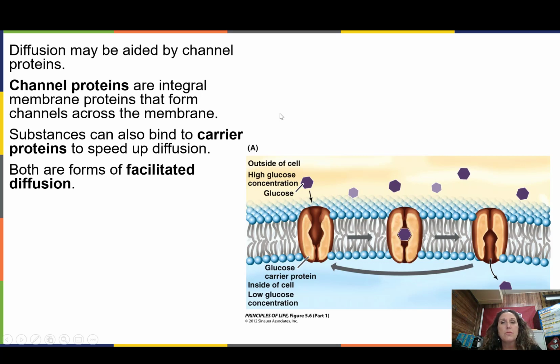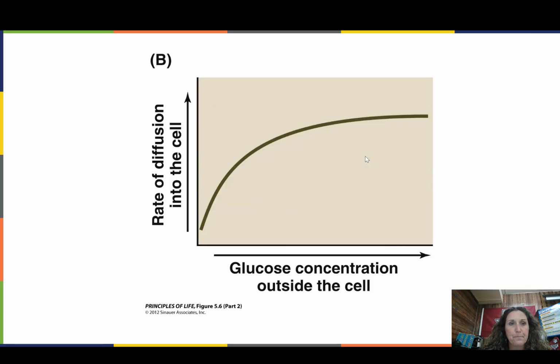The big situation here is this doesn't require energy, because the molecule has to be moving from an area of high concentration to low concentration. So in this picture, there's a lot of glucose on the outside, and it's moving to an area of low concentration inside. The only time that using these proteins does not require energy is if you are moving with a concentration gradient, from high concentration to low concentration.